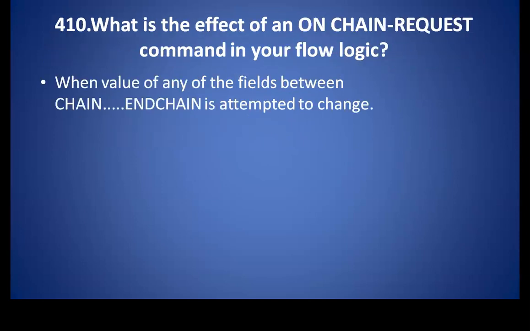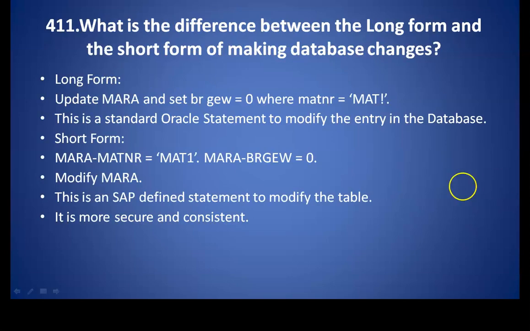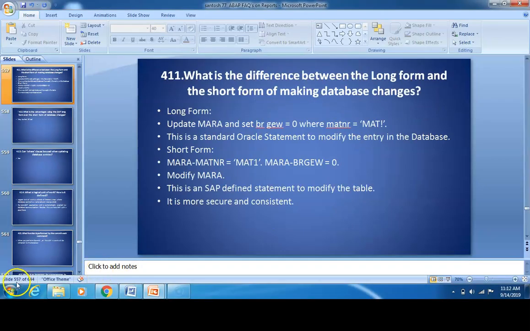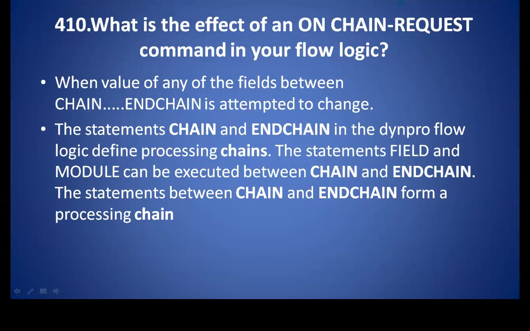What is the effect of a CHAIN request command in your flow logic? When the value of any field between CHAIN and ENDCHAIN is attempted to change, the statements CHAIN and ENDCHAIN in the Dynpro flow logic define the processing chains. The statements FIELD and MODULE can be executed between CHAIN and ENDCHAIN. So the statements between CHAIN and ENDCHAIN form a process chain. It's a complete process chain.